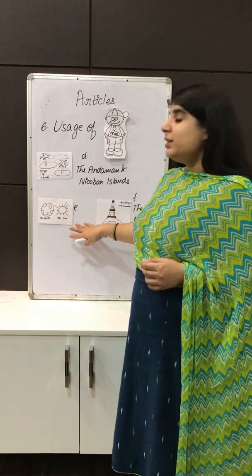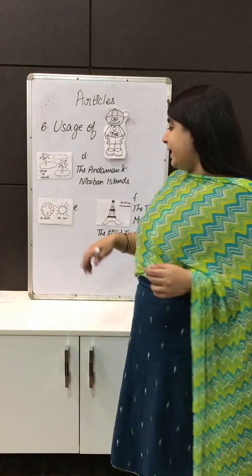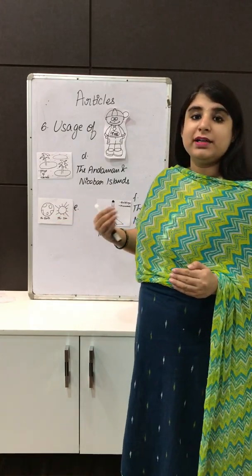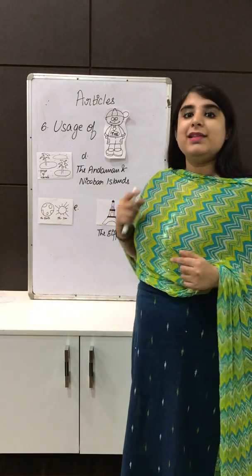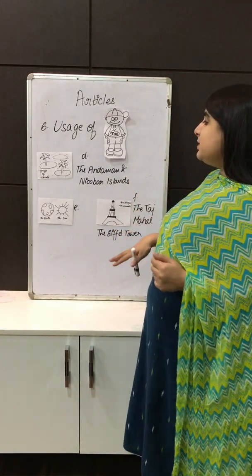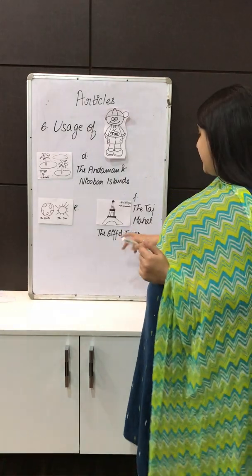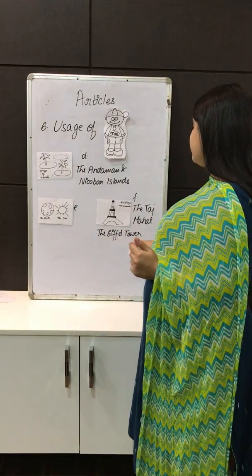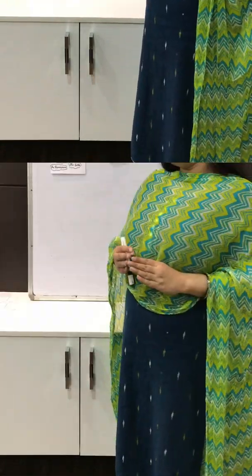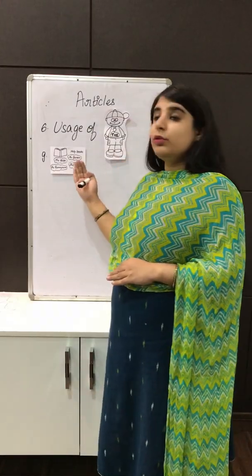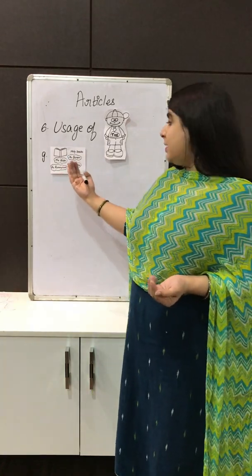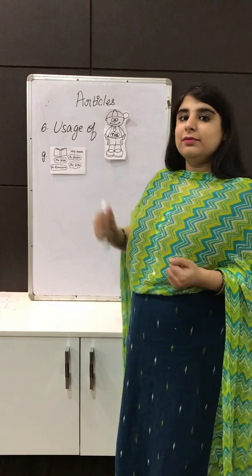Similarly, for all the things that are one in the world, like the earth, the sun, the moon, we use the article the before all the things that are one in the world. Then before buildings and monuments we use the article the, like this is the Eiffel Tower or the Taj Mahal. We use the article the before the holy books such as the Bible, the Quran, the Ramayana and the Gita.